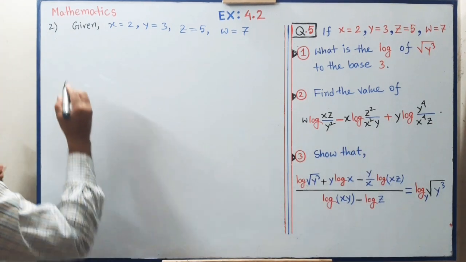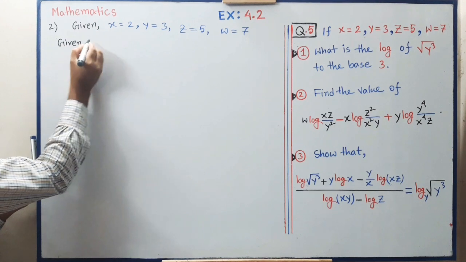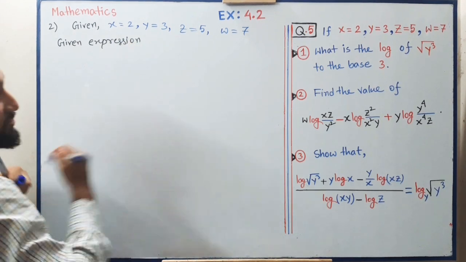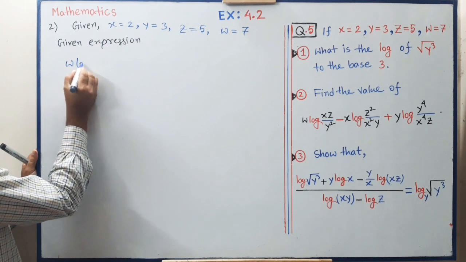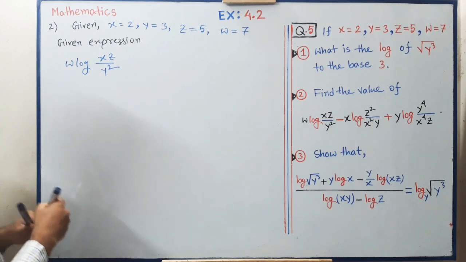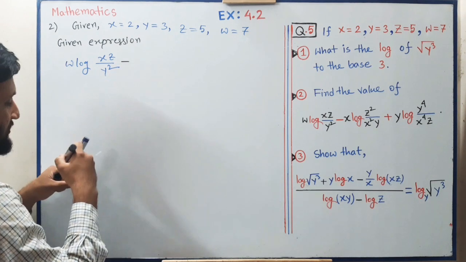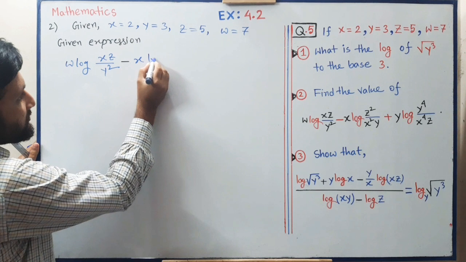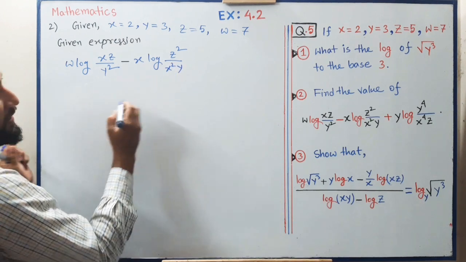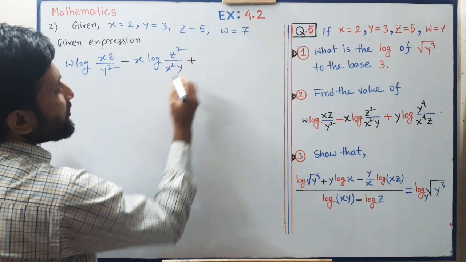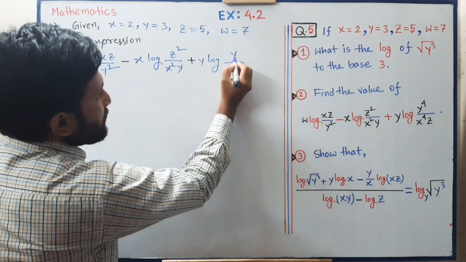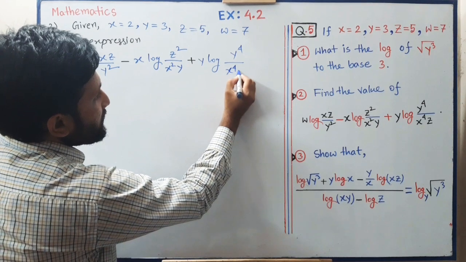Now the given expression, to find the value of this expression: w log of xz divided by y square, minus x log of z square divided by x square y, plus y log of y to the power 4 divided by x to the power 4 into z.